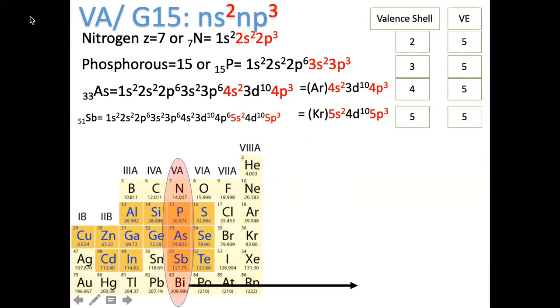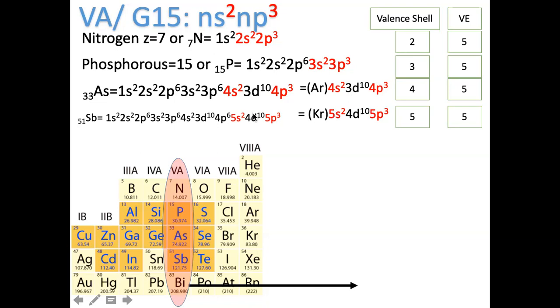Now take note that aside from writing the long electronic configuration, we have here a shortcut electronic configuration. Instead of writing a very long one, look at arsenic. Before arsenic, we have 3p6, which is the electronic configuration of argon. So instead of writing the long configuration, I would rather write argon and then continue from the 3p6, continue with 4s2, 3d10, and 4p3. This is called the shorthand notation.